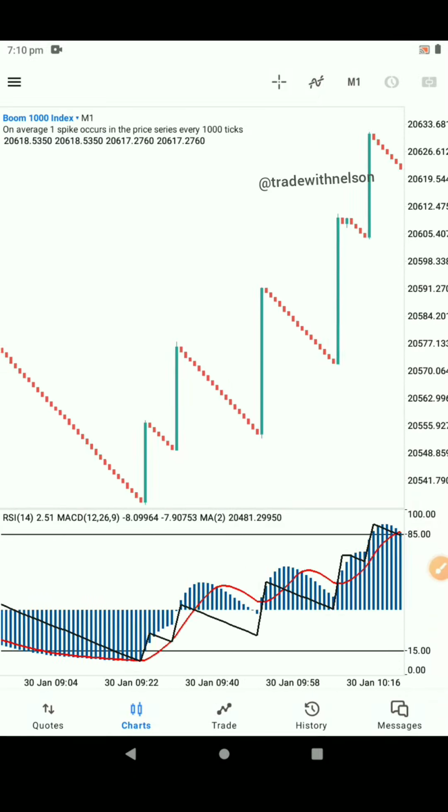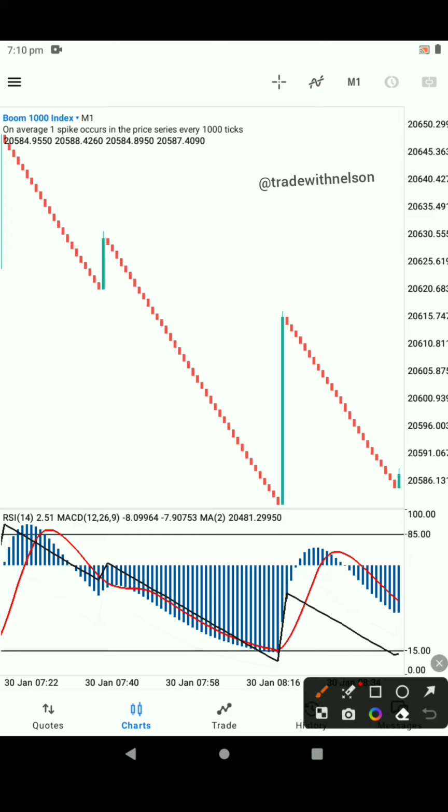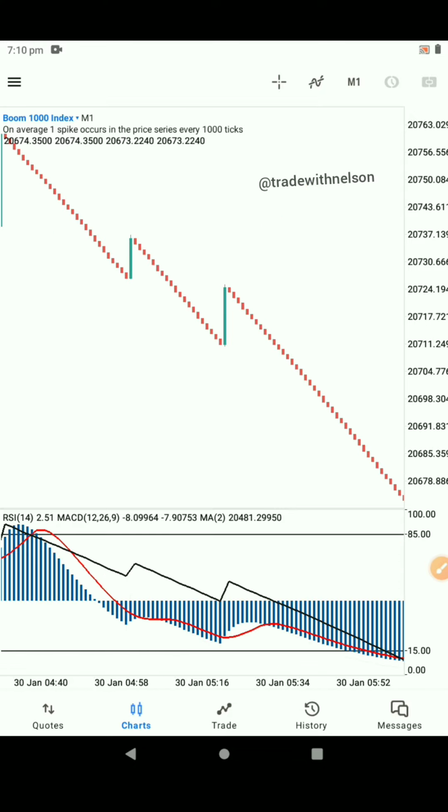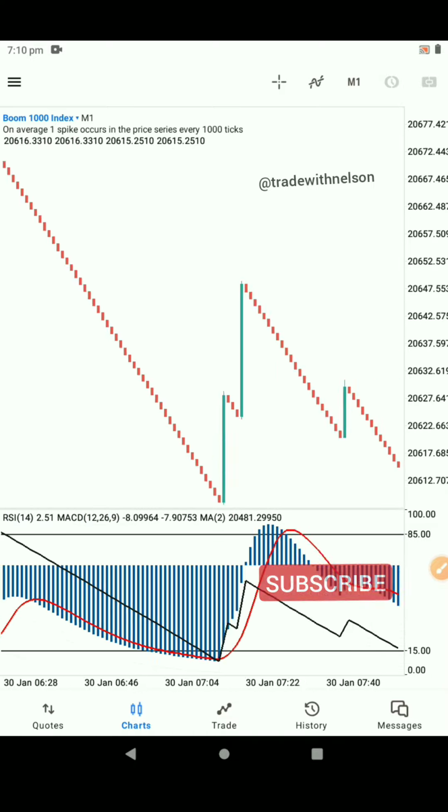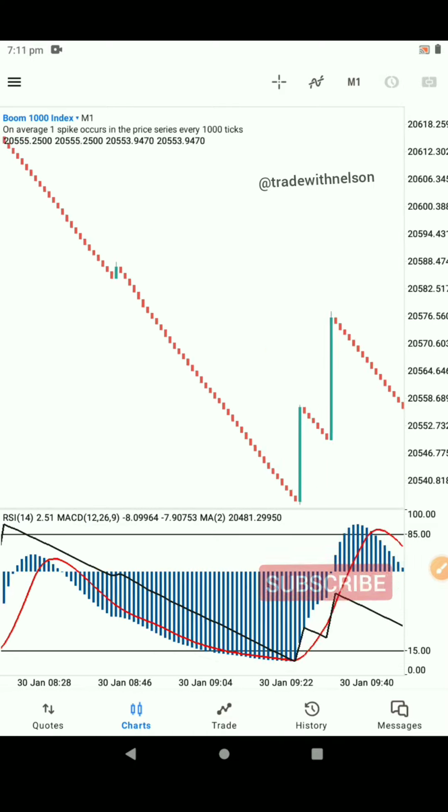So today I'll be showing you a very quick strategy that you can use to catch spikes in the boom and crash market. As we all know, catching spikes in the boom and crash market is not easy, so I have decided to show you how I catch spikes easily in the boom and crash market using indicators.